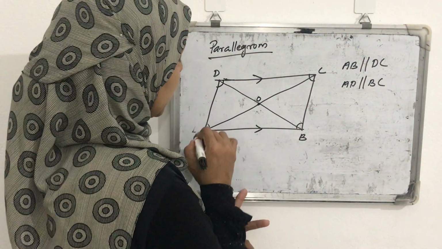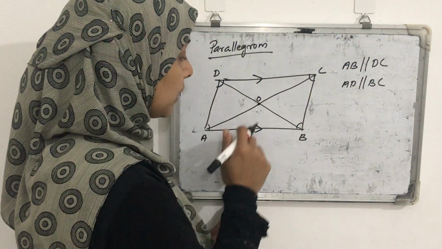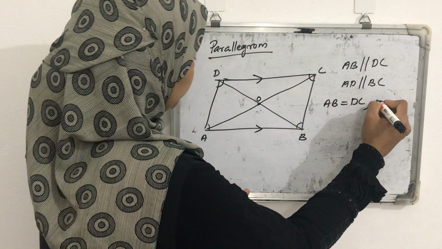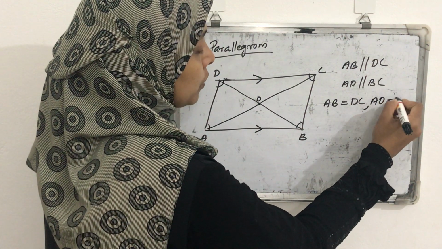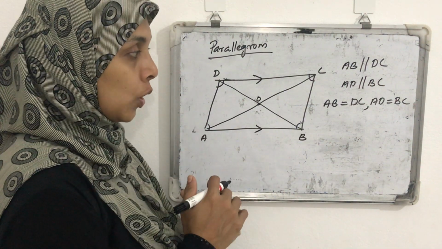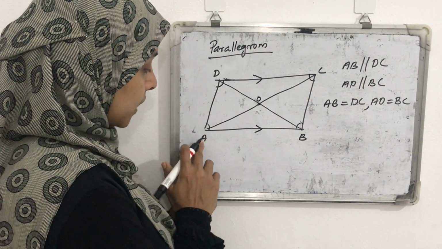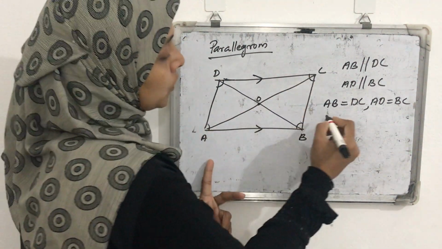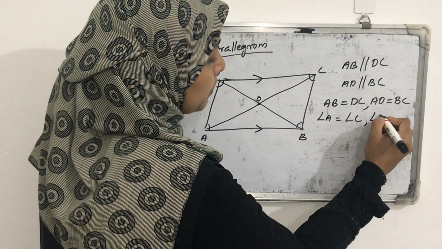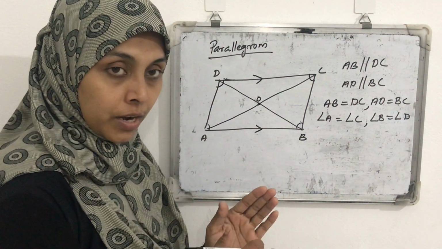Then the second property is that opposite sides are equal in length. So AB is equal to DC and also AD is equal to BC. That is another special property of a parallelogram. Next, opposite angles also are equal. What is the opposite angle of A? Angle C. So angle A is equal to angle C, just like angle B is equal to angle D.